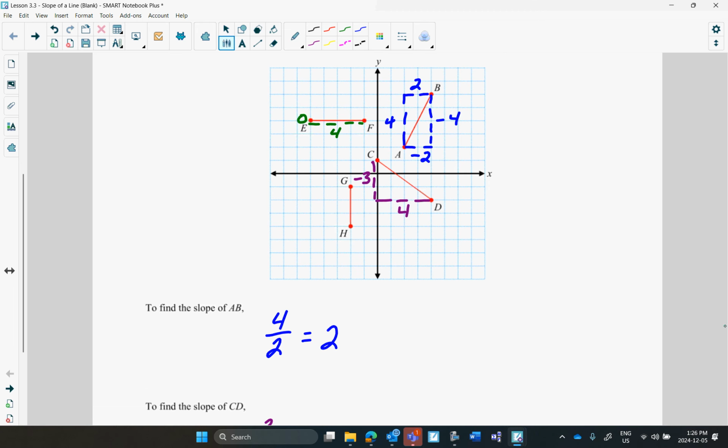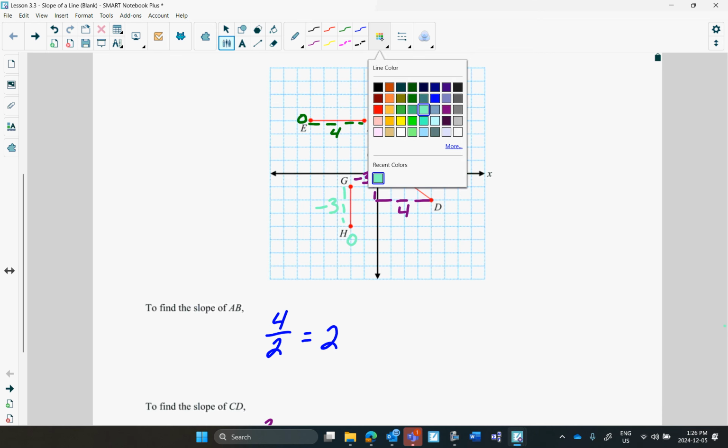How much do I rise to get from G to H, or move vertically? And is it positive or negative? Start here, down here: -3. Well, that's a little hard to see. How much do I move horizontally? 0. I don't move at all.